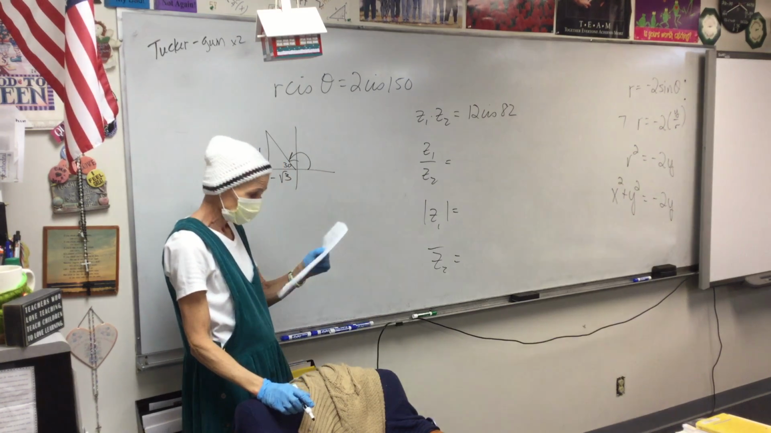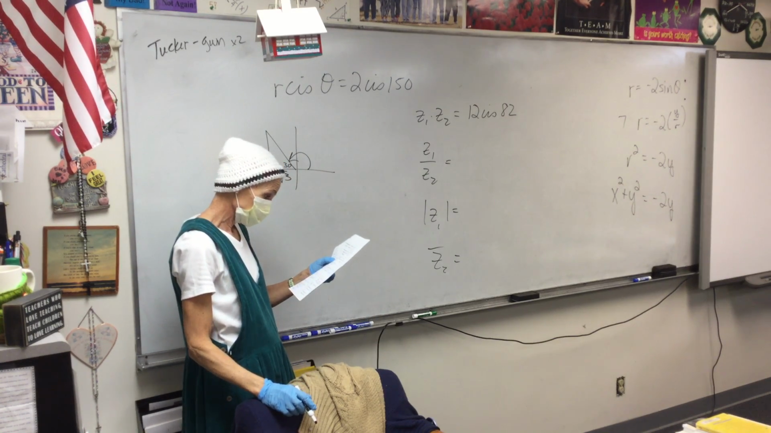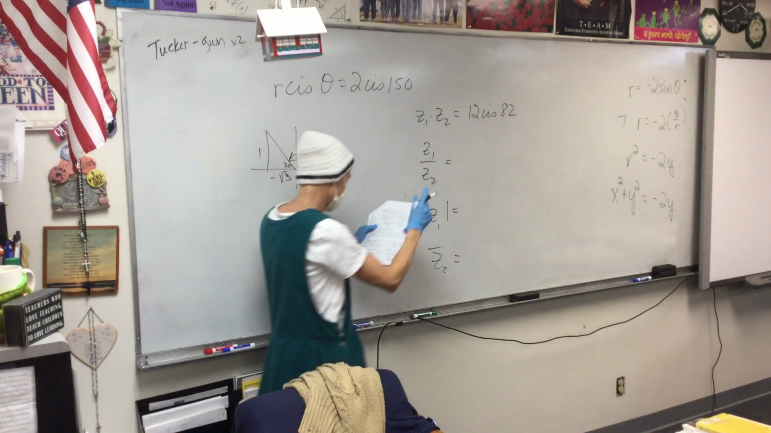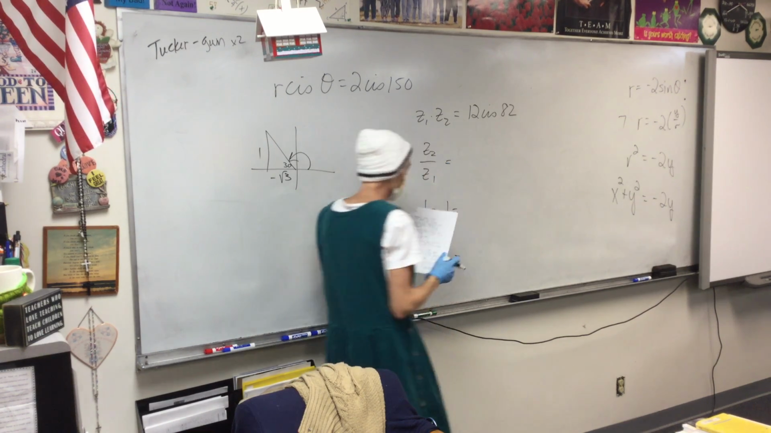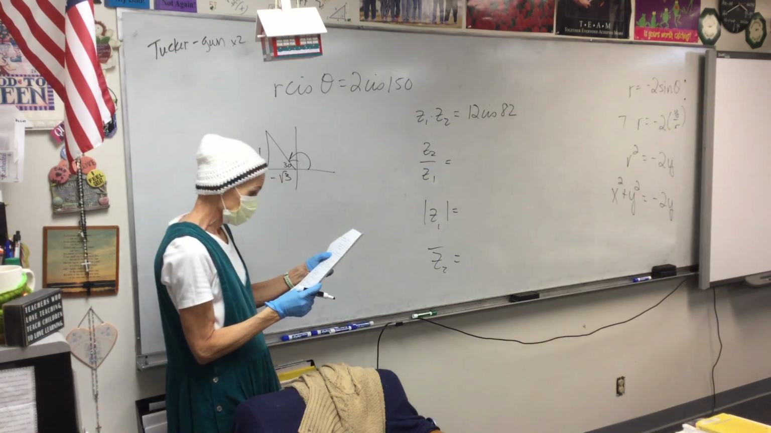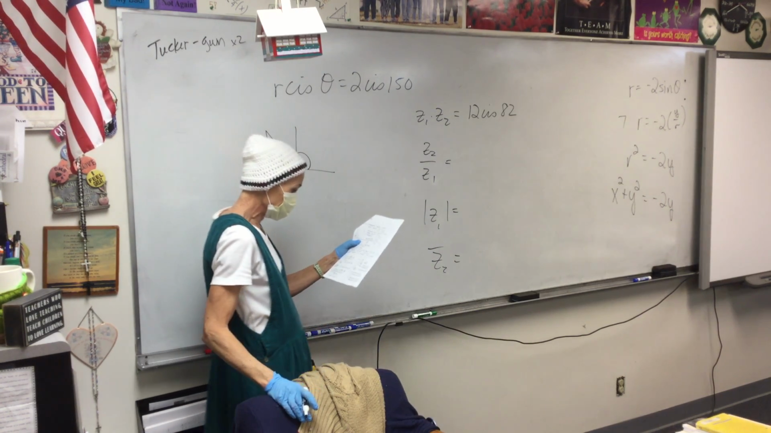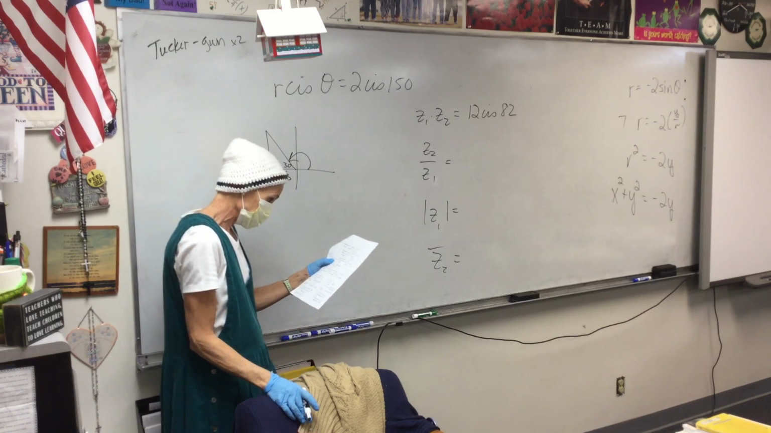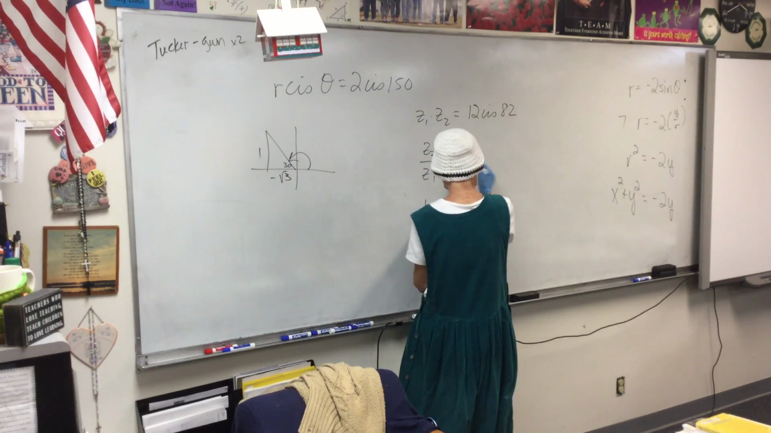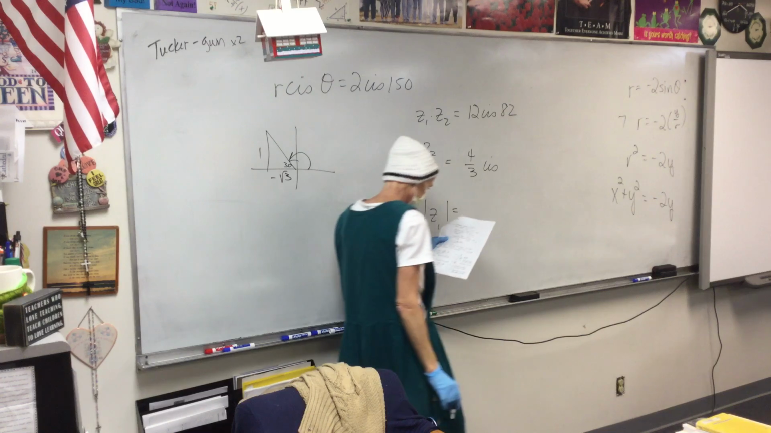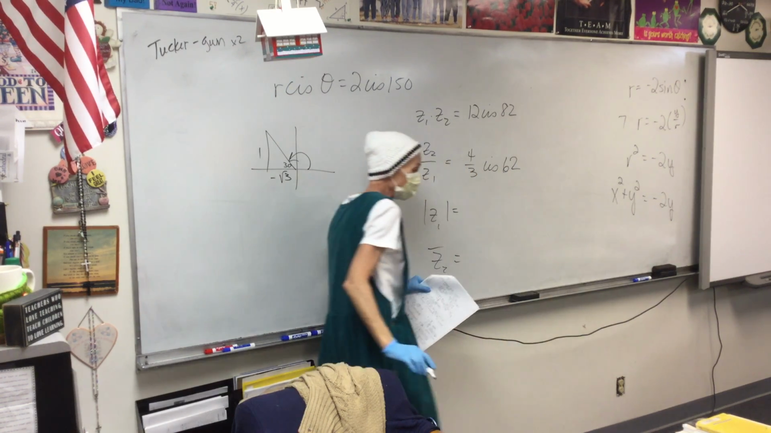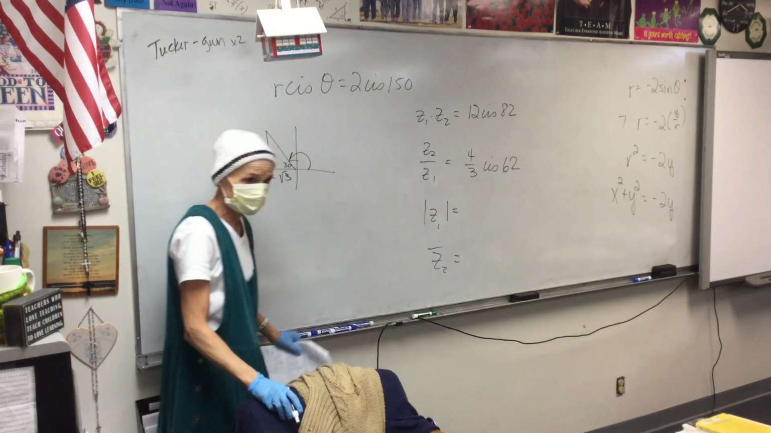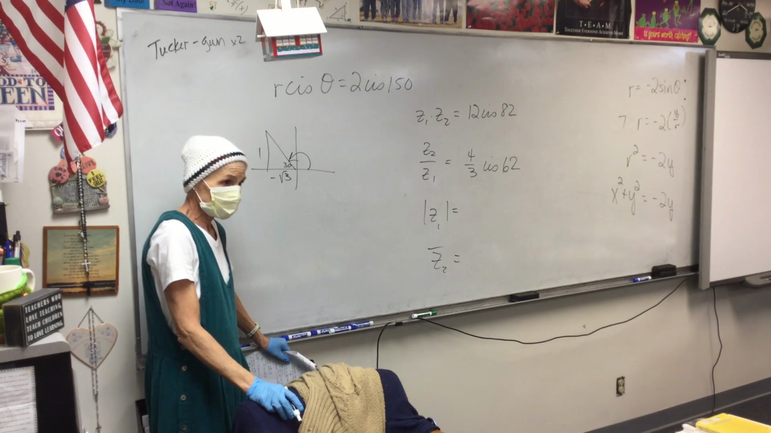Now I'm going to divide. I'll get Z sub 2 over Z sub 1. I've got to pay attention to that. It's 2 over 1. So here we go. What would 2 over 1 be? 4 over 3, 62. When we divide, we divide the R's and subtract the angles.